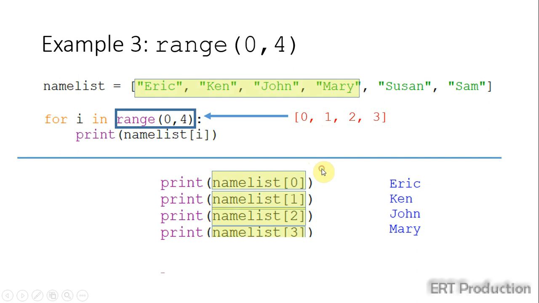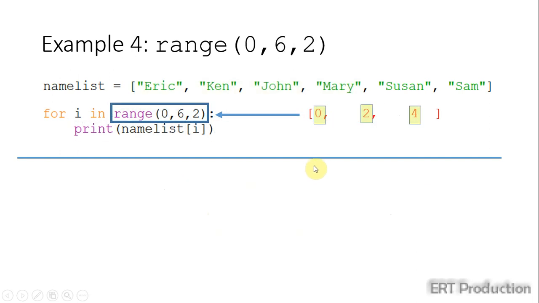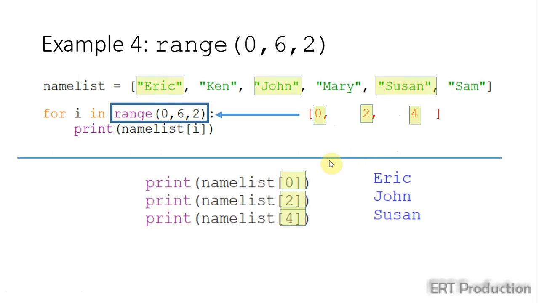Let's see another example. In this example, the range 0, 6, 2 is equivalent to a list starting from 0 and ending at 5, with each element increased by 2. It's equivalent to a list of 0, 2, and 4. In this case, it will print out the named list elements with index 0, 2, and 4.